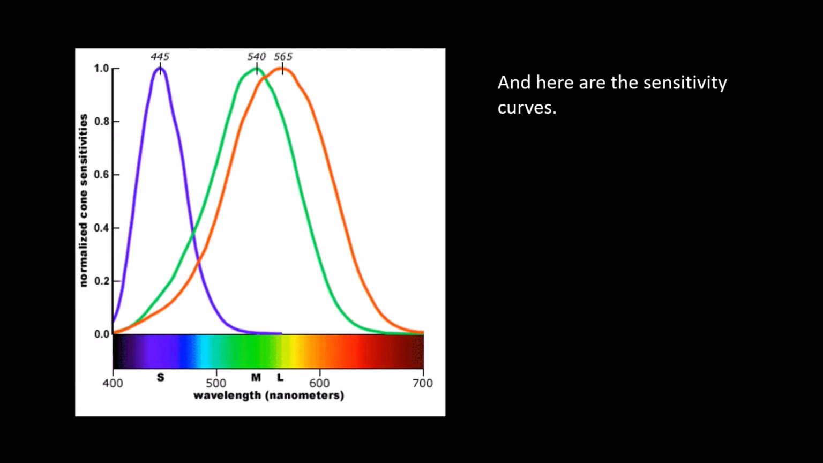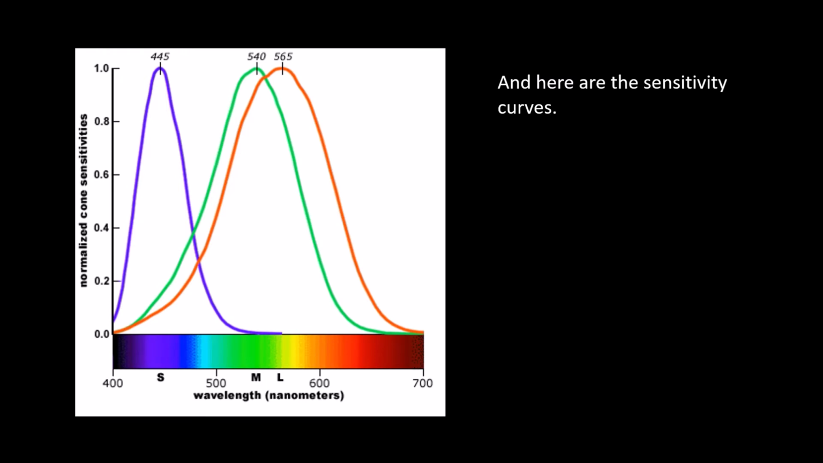Okay, so here are the actual sensitivity curves for the 3 types of cone receptor, and as we anticipated, they each have a distinct curve corresponding to a different wavelength range. The really important thing though is that the curves overlap.